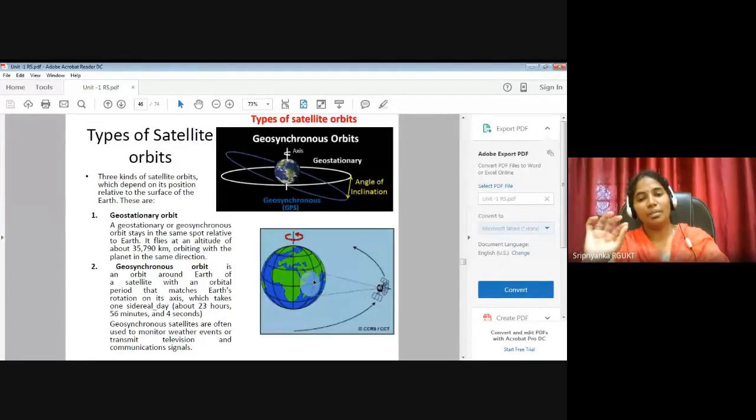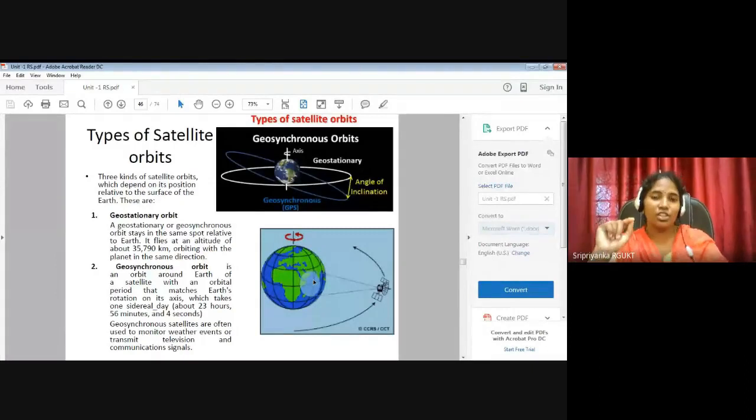Now when this geosynchronous is called geostationary, it's nothing but only at the equator portion, it just concentrates. When that satellite is fixed only to cover the part at the equator without any inclination, exactly in the plane of the equator, then you call it a geostationary.